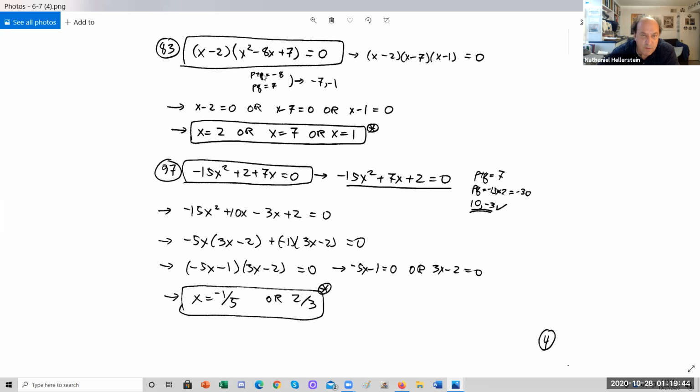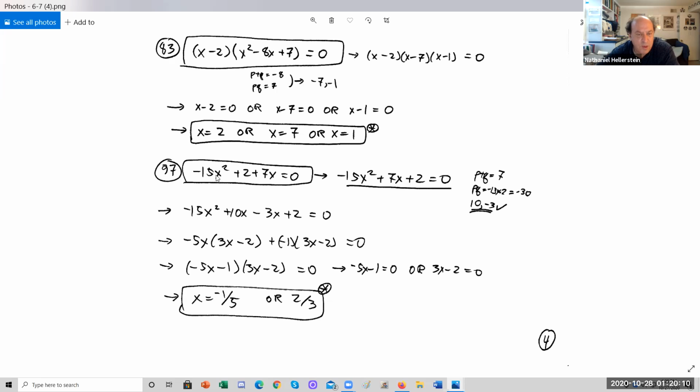P and Q must sum to negative 8. Their product must be 7. Negative 7 and negative 1 do the job. So this factors into x minus 2 times x minus 7 times x minus 1 is 0. So either x minus 2 is 0, or x minus 7 is 0, or x minus 1 is 0. And therefore x is 2, or x is 7, or x is 1. These are the three solutions to this equation.